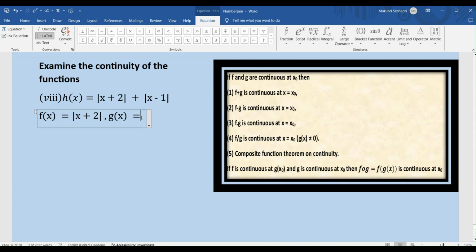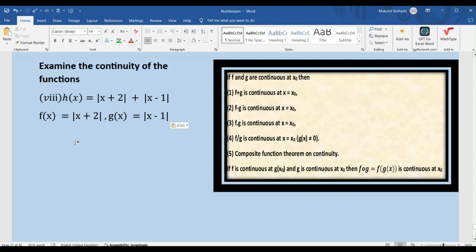So both of them are mod functions, and therefore it calls for examining the continuity of any mod function, right? So let's do that and then come back to our f of x and g of x, right? So what is the mod function, right?